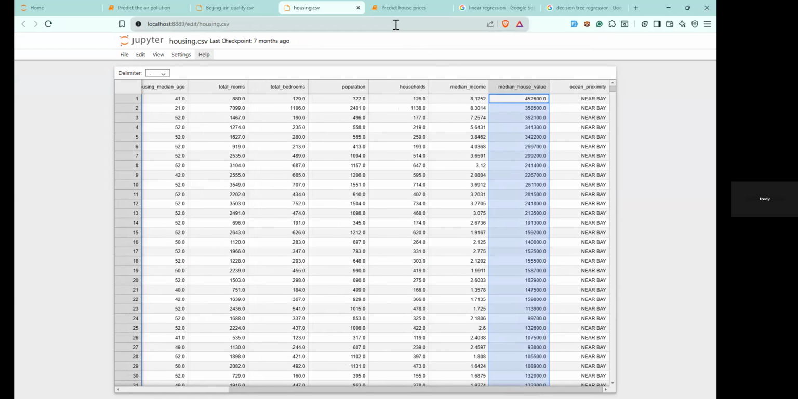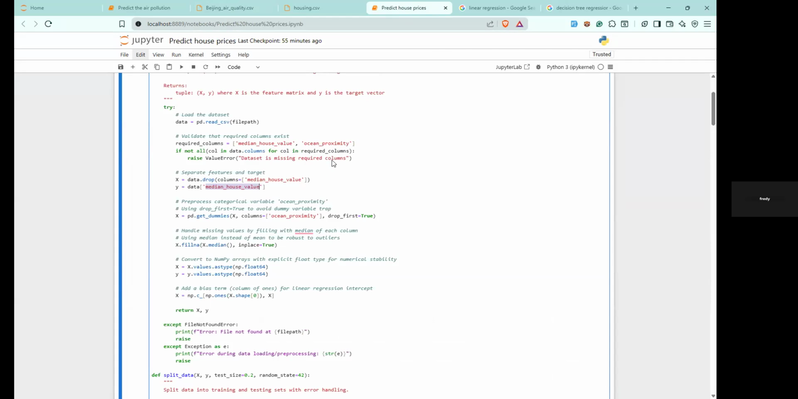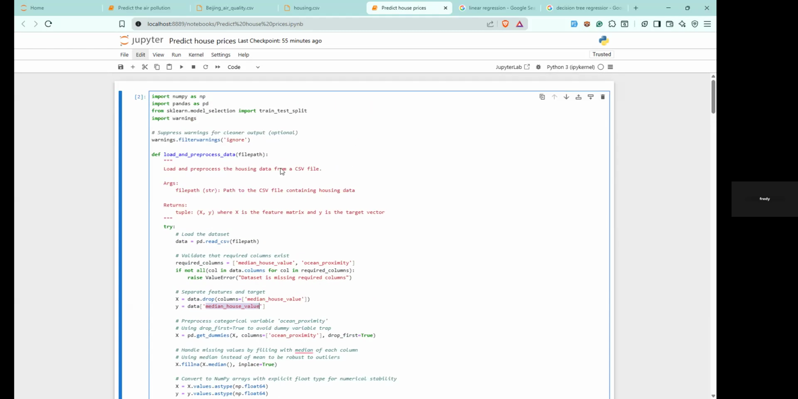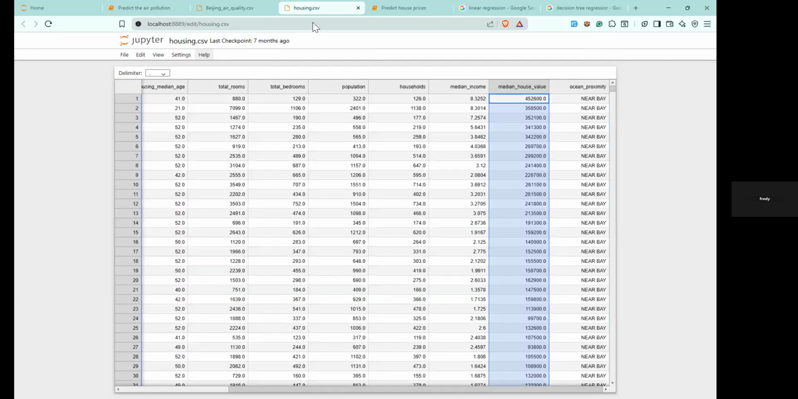Again, for predicting house prices, we can use linear regression or we can use a decision tree regressor. And for measuring, the mean absolute error, the mean squared error, and the R square score can all be used to determine how well our model performs. So as usual, we'll need to load and process the data. It's a CSV.